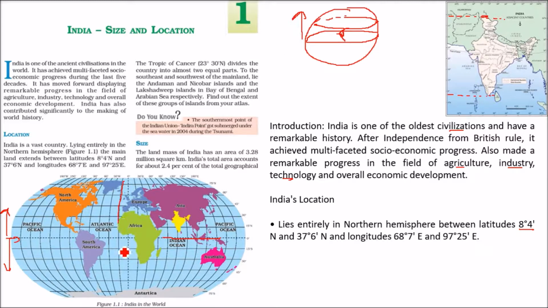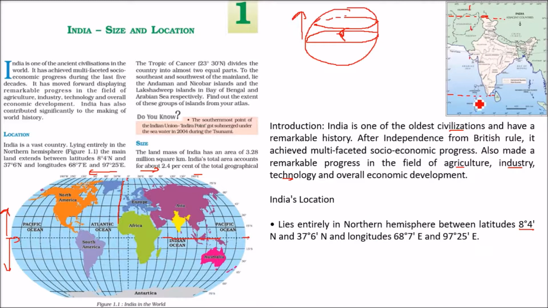Now let us come to the longitude. Longitudes are these lines. This dotted longitude is called the standard meridian or main meridian of the globe, and all here are on the east and all here are on the west. So we go from 0 to 180 degree on the right and 0 to 180 degree on the left. Similarly for latitude, we go from 0 to 90 degree north and 0 to 90 degree south. Now let us see what the longitudes of India are.